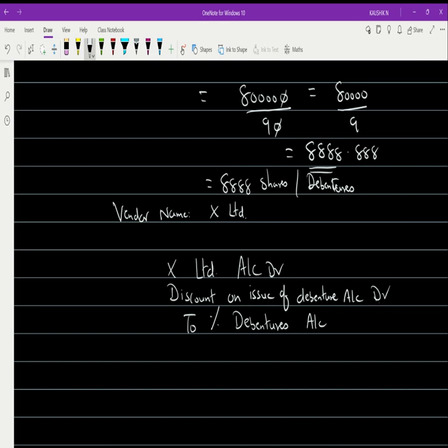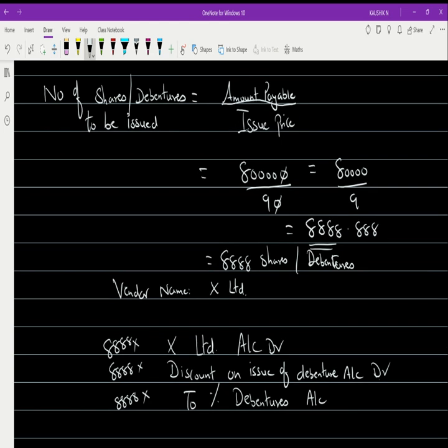Now you fix the values. How are you going to fix? Number of debentures or number of shares to be issued is 8,888. So 8,888, you have to do the multiplication. Now what is the discount price? If you see, it is 10 rupees. Am I right? The amount of discount is 10 rupees. Correct? Then the issue price was 90. That will be over here. Correct?